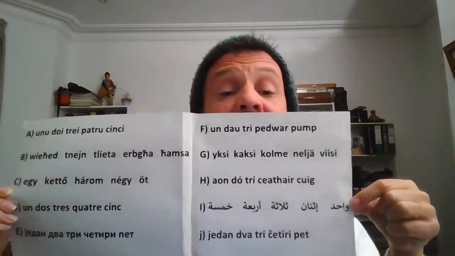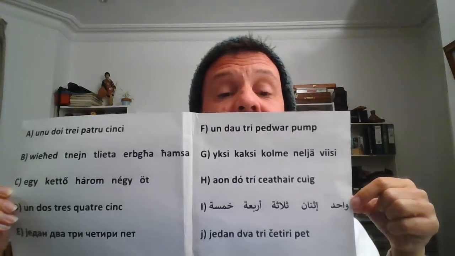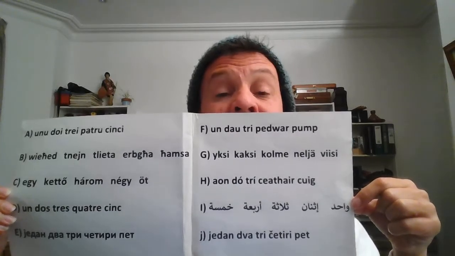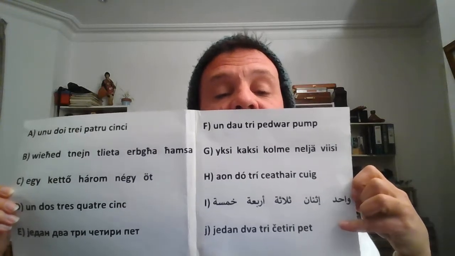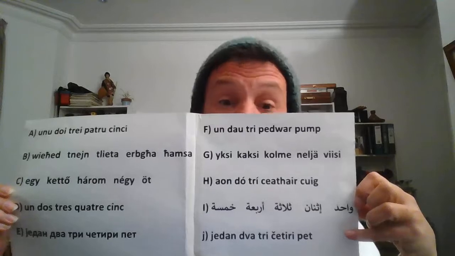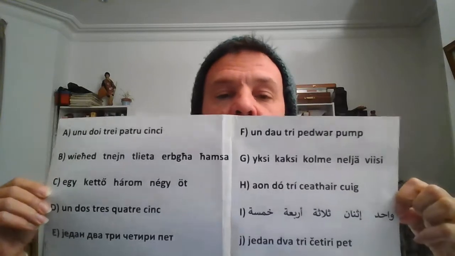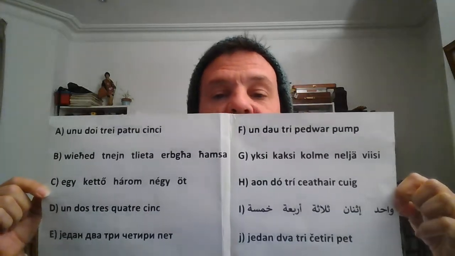This is Arabic down here, and it goes Wahid, Ithnain, Thalatha, Arba'a, Khamsa. And the bottom one here, Jeden, Dva, Tri, Čtyři, Pit, is Croatian. So, if you got 5 of those, you've got 2.5 marks so far.